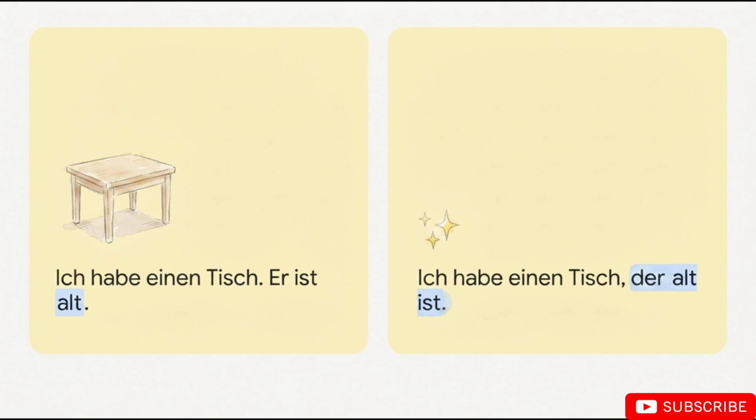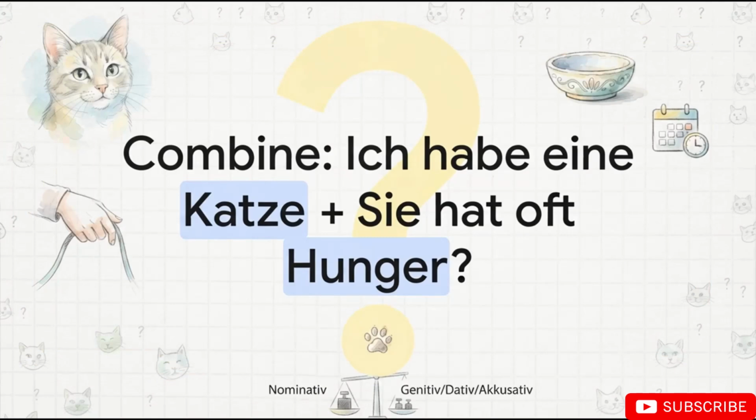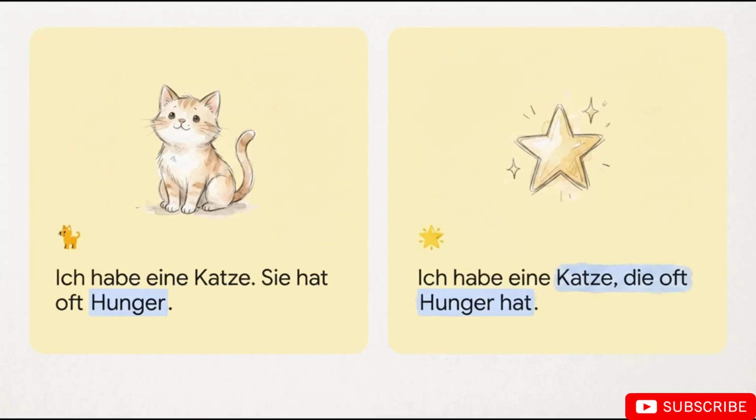Beautifully done. Let's try it again, but this time let's use a feminine noun. Ich habe eine Katze. I have a cat. Sie hat oft Hunger. She is often hungry. Apply that same blueprint. What pronoun do you need for a feminine noun, and where is the verb hat gonna go? Nailed it. It becomes Ich habe eine Katze, die oft Hunger hat.